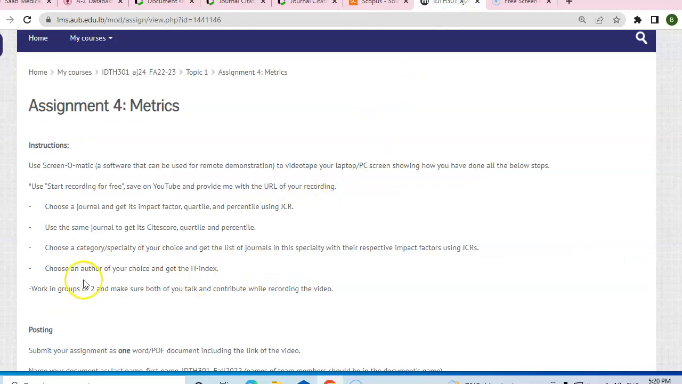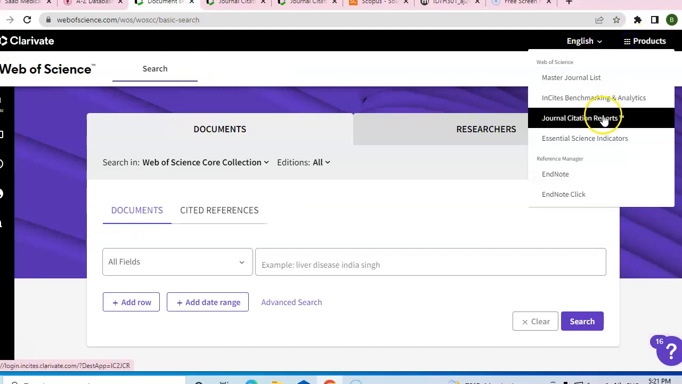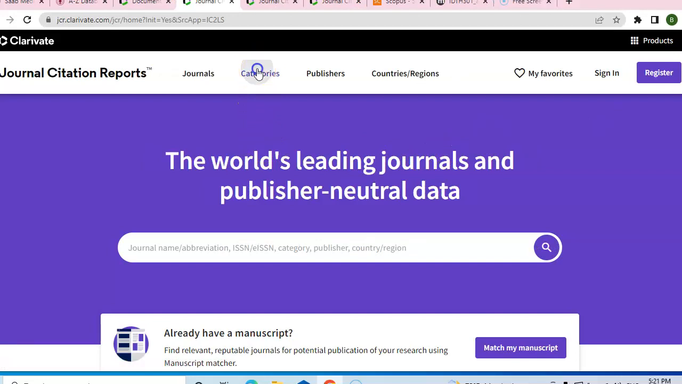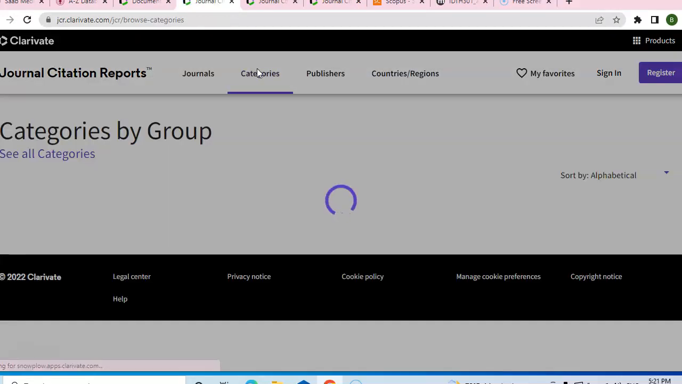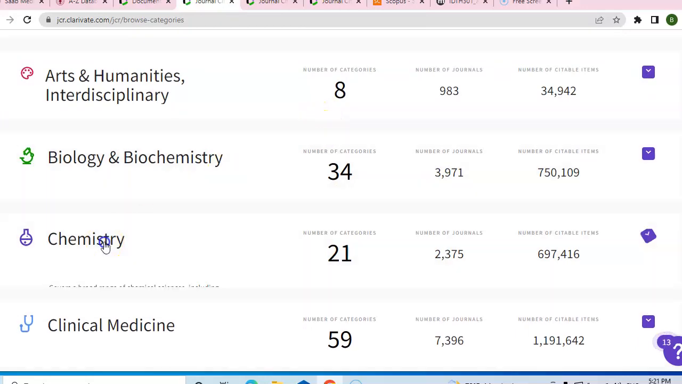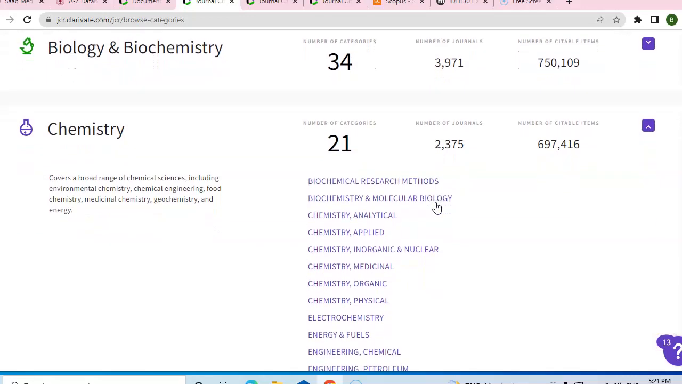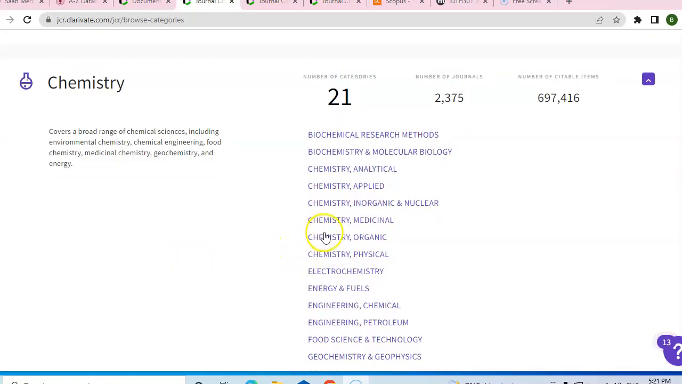Now for the third one, we have to choose a category or specialty of our choice and get the list of journals in the specialty. So we go back to Web of Science, Products, Journal Citation Reports, and Categories. And we chose Chemistry. Then we chose a subcategory, Chemistry Medical.